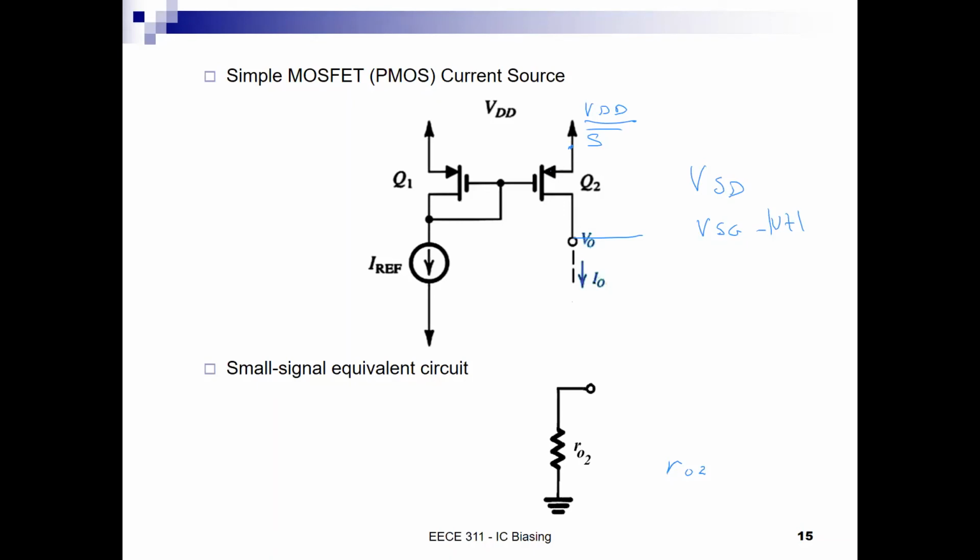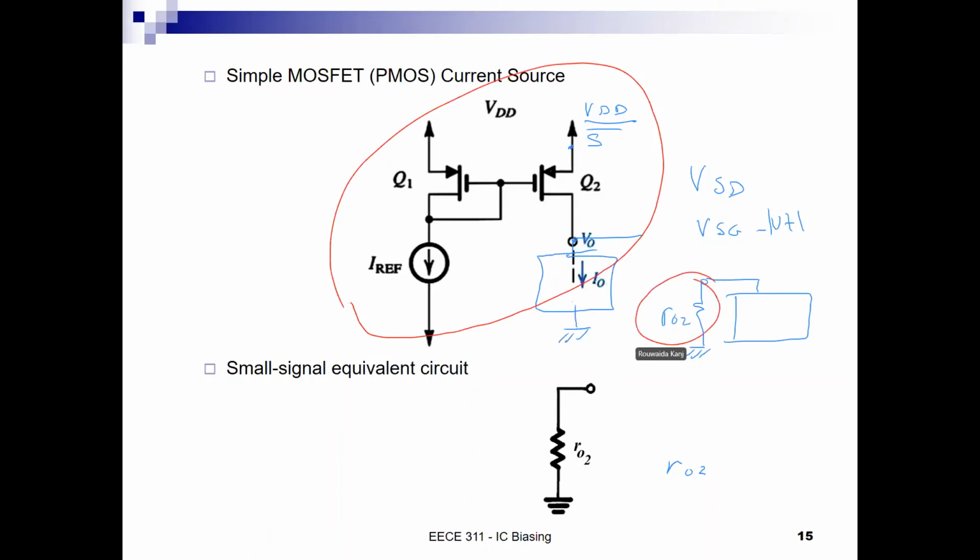When I'm doing small signal analysis, I can remove all of this circuit if I have a circuit connected between this node and this ground. The whole circuit in small signal analysis will see RO2. So you replace the whole current mirror, all of it, with a simple resistor, RO2, between this node and the ground. That's as simple as it gets in small signal analysis.